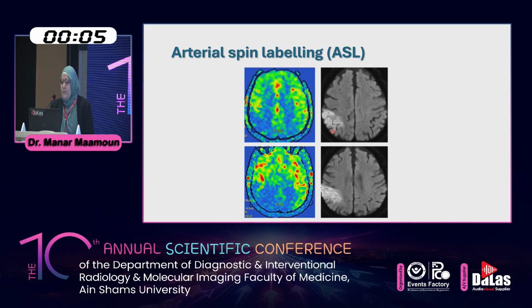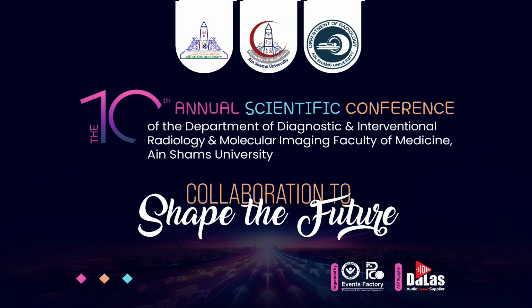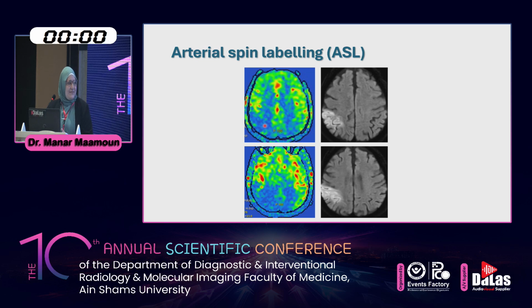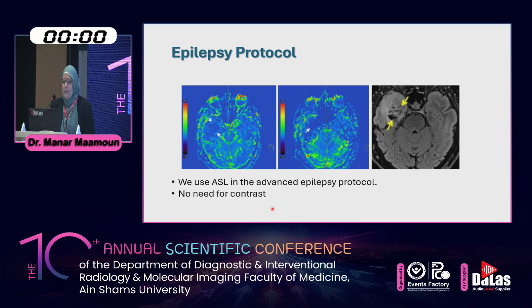This is a case of hyperacute stroke with a diffusion restriction. By performing the arterial spin labeling, we can visualize that there is a penumbra because of the area of hypoperfusion here. We perform it in epilepsy protocols as non-contrast enhancing. This is an example of a focus showing hypoperfusion, so it increases our performance.